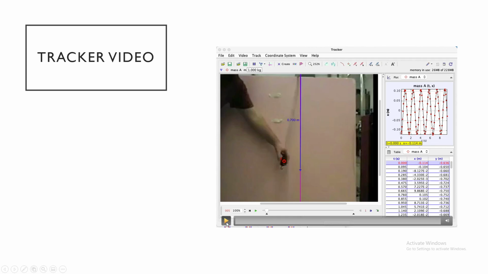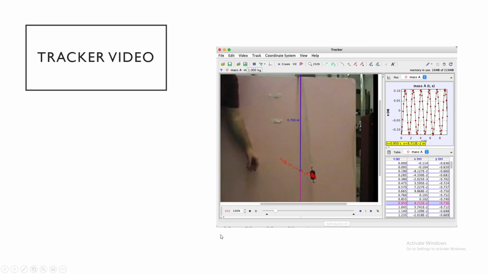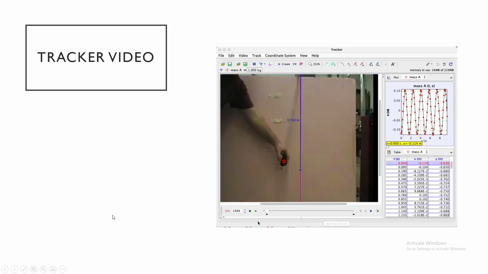So here's the video that I had to use for tracker. As you can see, it oscillates in an elliptical type oscillation, and the x and y values will oscillate throughout.